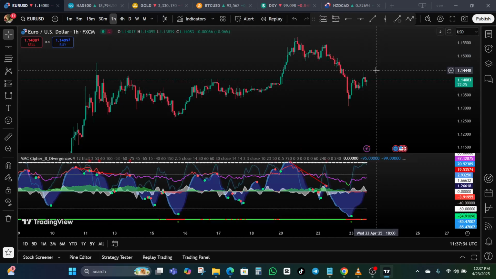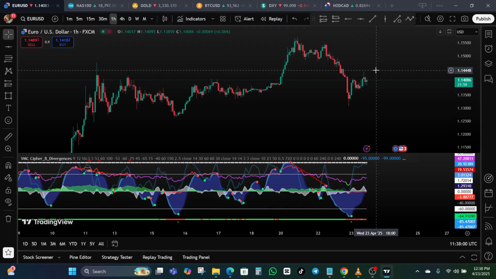Now, most traders chase moves, right? But what if you could time the end of a move? Not by guessing, but by watching momentum fade, even while price keeps pushing. Now, that is the edge you get by combining Cipher B with divergence analysis.